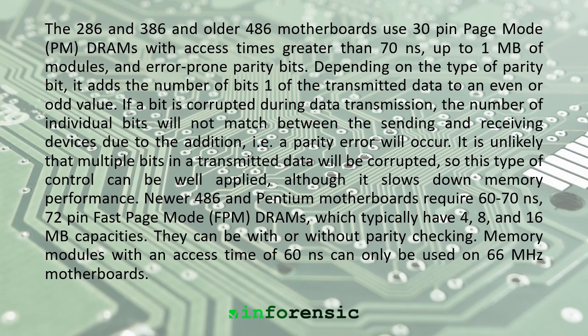It is unlikely that multiple bits in a transmitted data will be corrupted, so this type of control can be well applied, although it slows down memory performance. Newer 486 and Pentium motherboards require 60 to 70 ns, 72-pin fast page mode (FPM) DRAMs, which typically have 4, 8, and 16 MB capacities. They can be with or without parity checking. Memory modules with an access time of 60 ns can only be used on 66 MHz motherboards.